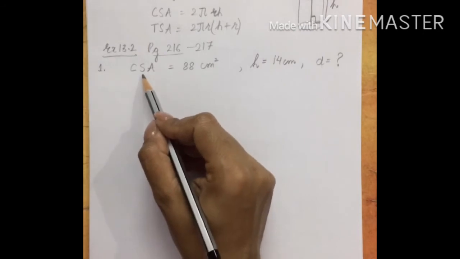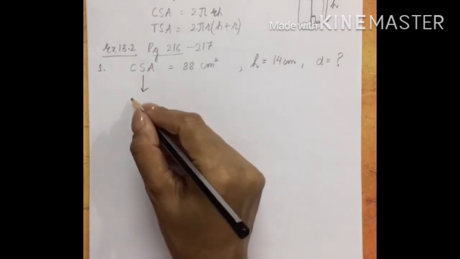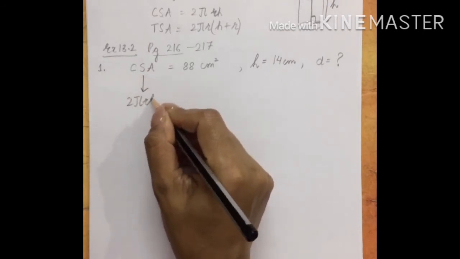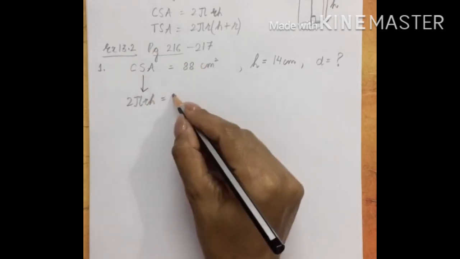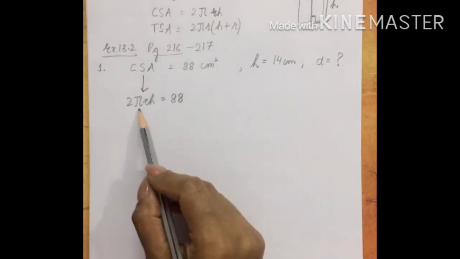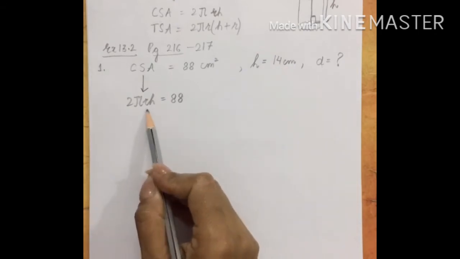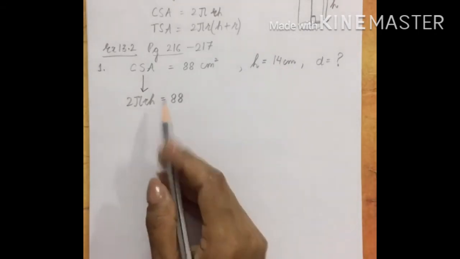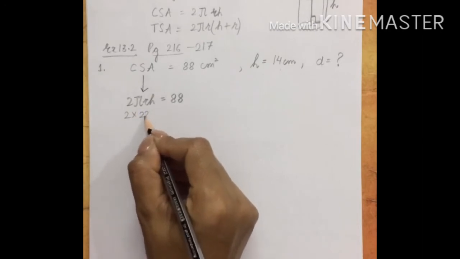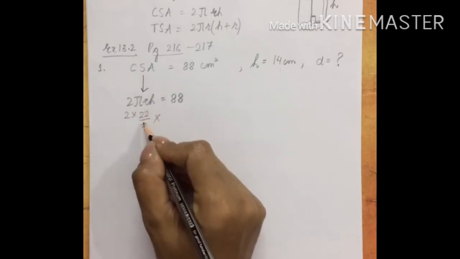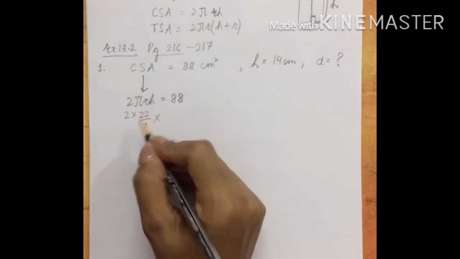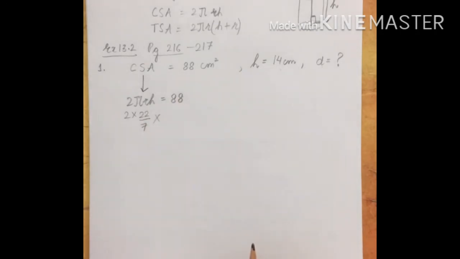So what we know is the curved surface area of a cylinder is given by 2 pi r h. The value for this is 88. Use the value for h given here. The value of h is given as 14. Let's use it here in the relation. 2 into 22 by 7. Pi is given to be 22 by 7. It's given in the beginning of your exercise. Assume pi as 22 by 7 unless stated otherwise.